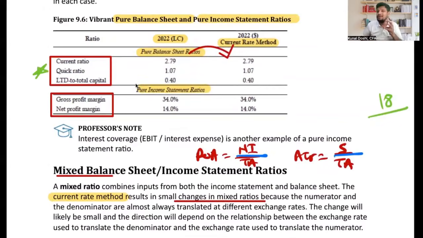What is pure balance sheet and income statement? Pure balance sheet is where the numerator and denominator are both from the balance sheet. Pure income statement is where the numerator and denominator are both from the income statement. In this case, under the current rate method, there is no problem because they are converted at the same rate. All that matters is whether your foreign currency is appreciating or depreciating. Mixed ratios like return on assets, return on investments, or ROE, this is where the problem is.